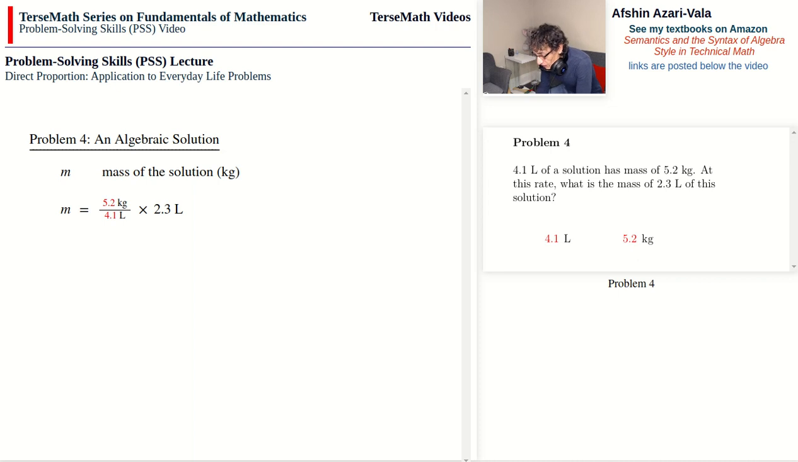Now again, you can divide 5.2 by 4.1 and then multiply the result by 2.3 and finish the problem. However, if you wanted to remind yourself as to how it works, then you would perform the division here. 5.2 divided by 4.1 will tell you how many kilograms per liter. Very similar to the money problem that we just talked about. So the division gives me about 1.27 kilograms per liter of the solution. And then because 1 liter has a mass of 1.27 kilograms, to find the mass of 2.3 liters, we multiply. And we end up with 2.92 kilograms. So the solution has a mass of 2.92 kilograms.